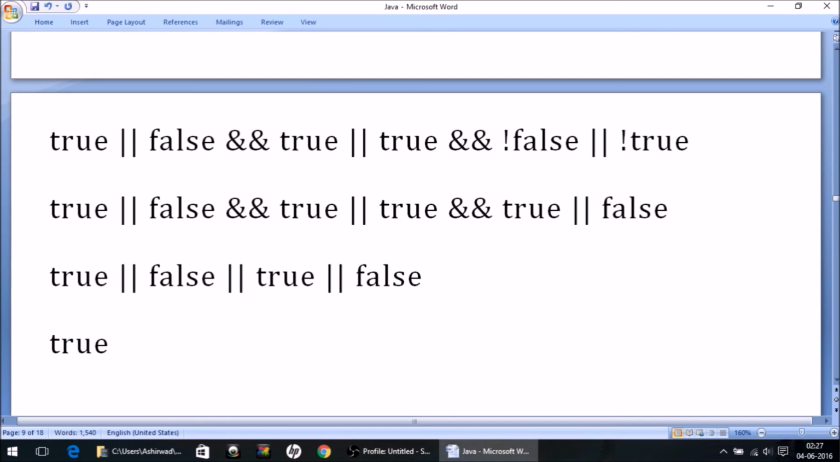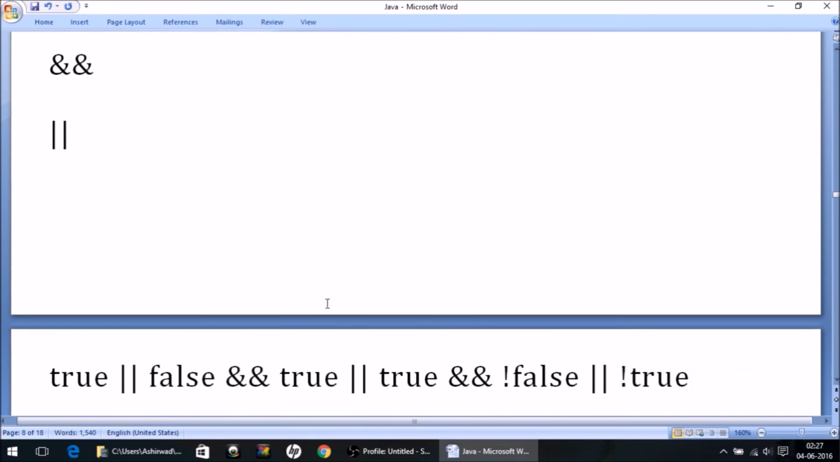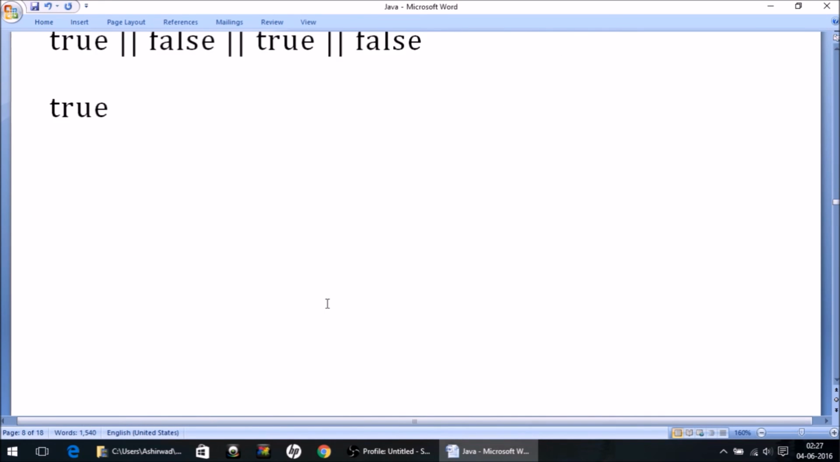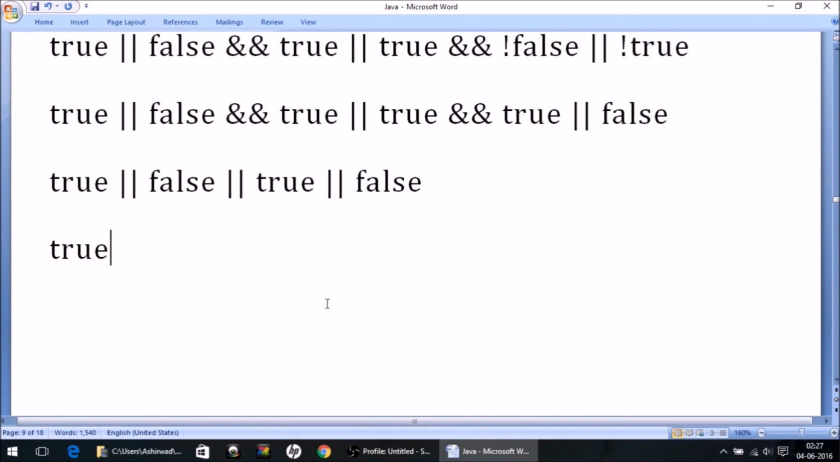So this is how we can decide priority order among logical operators. I hope these operators are clear to you. It's very important in Java programming and in any other programming language to have a very good understanding of these operators.